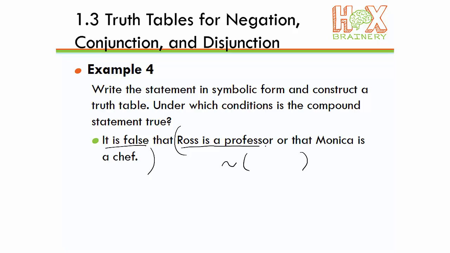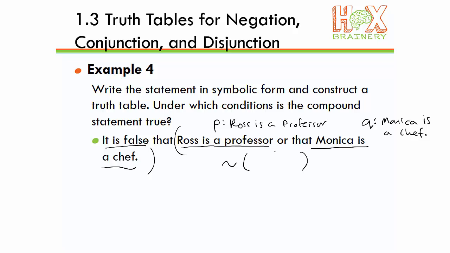We have Ross is a professor. That is a simple statement there, so that can be P. So P is going to be Ross is a professor. And then the other simple statement is Monica is a chef. That can be Q. And you do want to identify what your statement variables are representing. So we have Ross is a professor, P, or, that's our disjunction, Monica's a chef, Q.